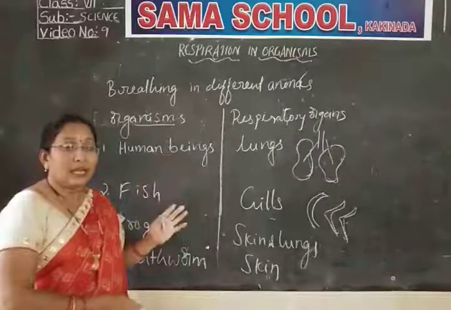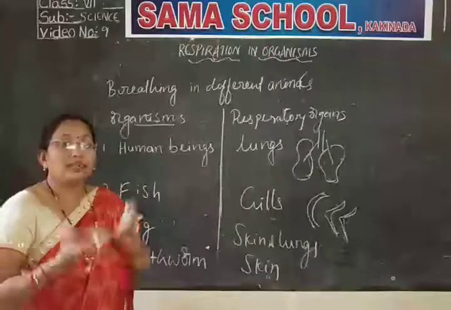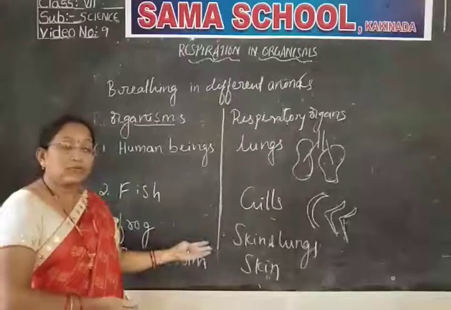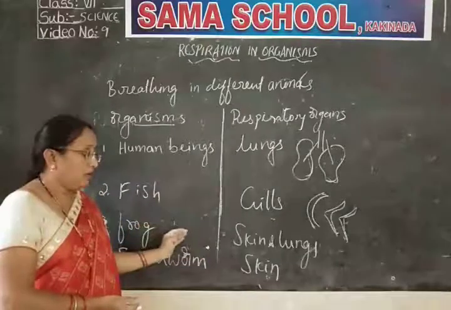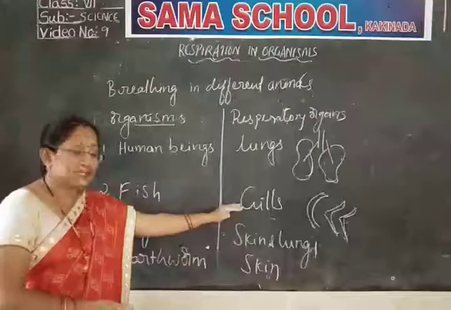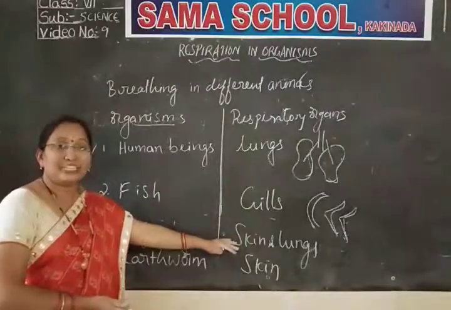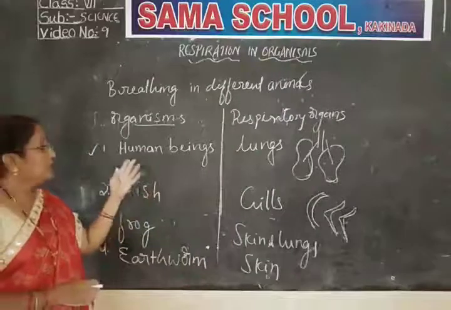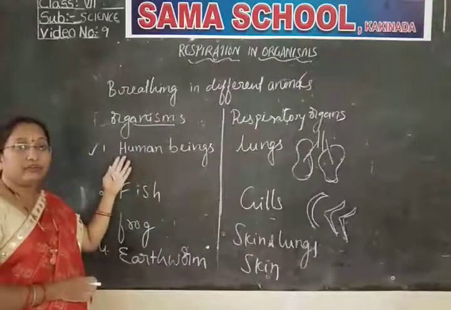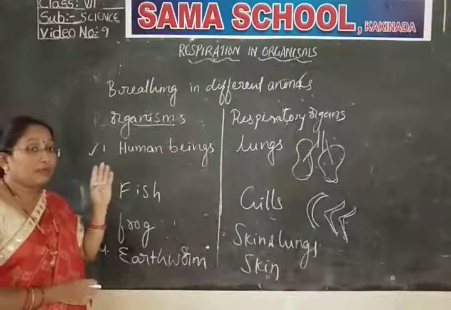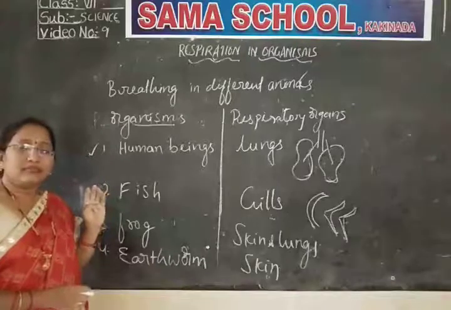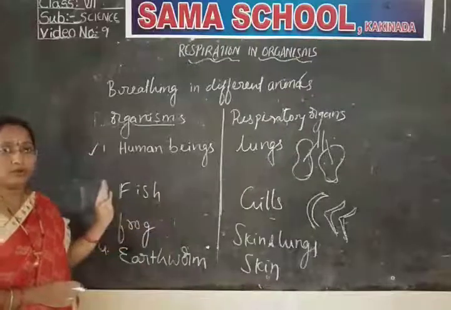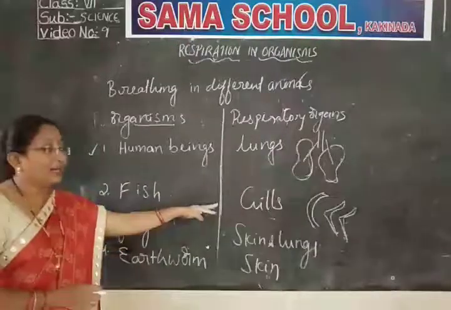Now, let us see how the fish and frog take in air. What are the respiratory organs? We know fish have gills and frog has skin and lungs. I hope you learned these respiratory organs in different organisms. Now, how does the fish breathe? Do the fish and frog have the same organs? No. Why the special organs called gills?